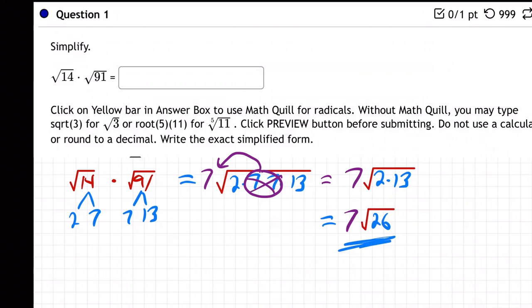So what really happened there? We took the two numbers, 14 and 91, broke them down to their pieces, put them all together in one square root, because they're times together. So you can just combine them together in one square root. Now, oh, by the way, you might be thinking, well, Mr., we learned like terms. You can only combine like terms.